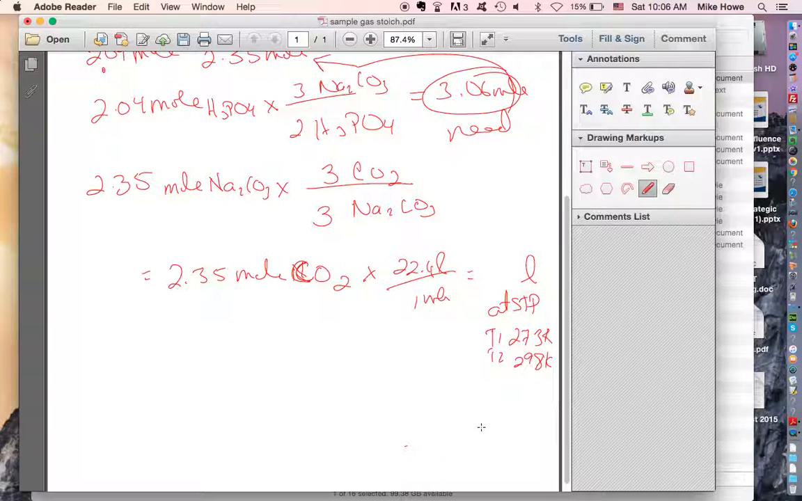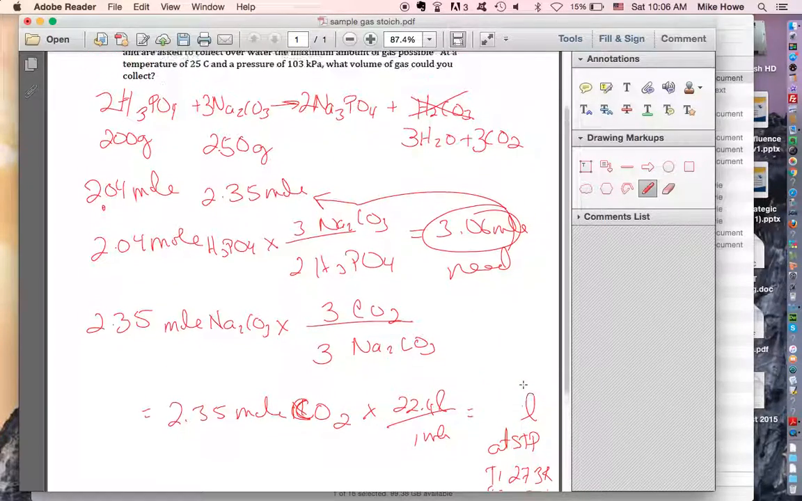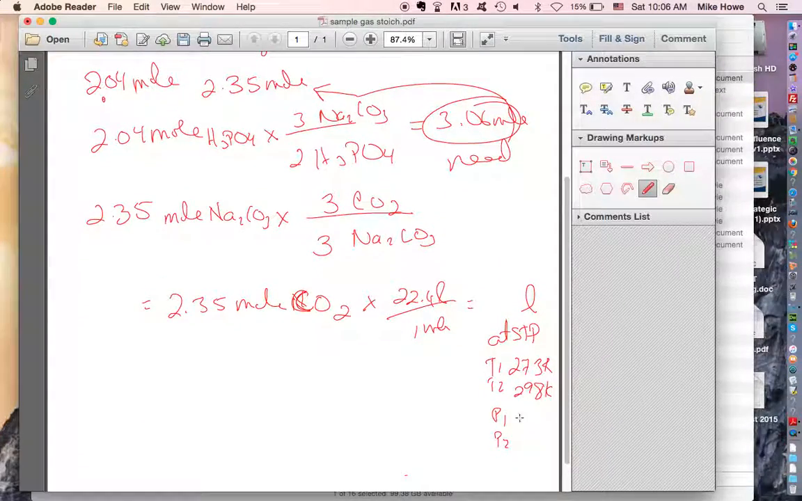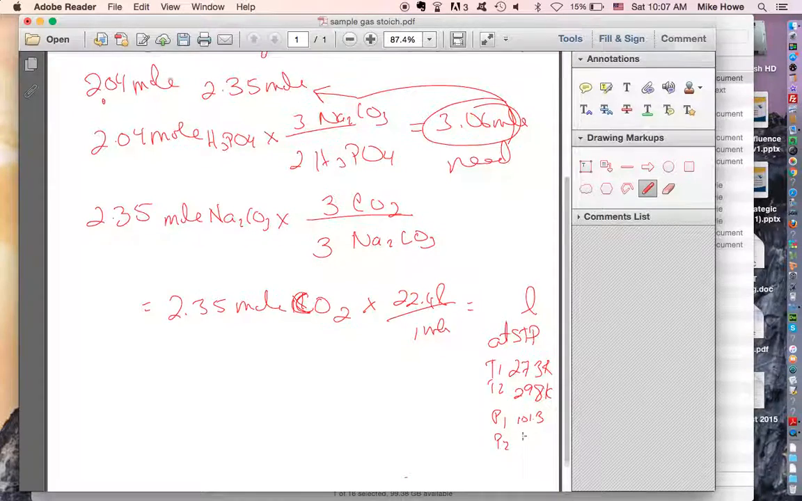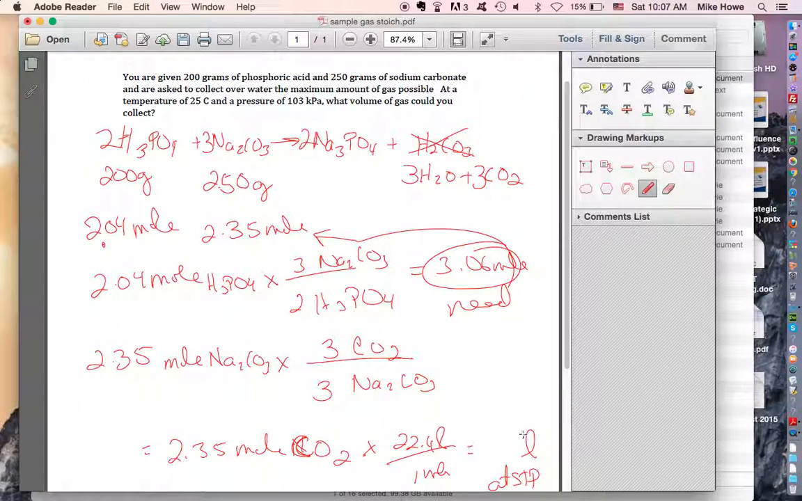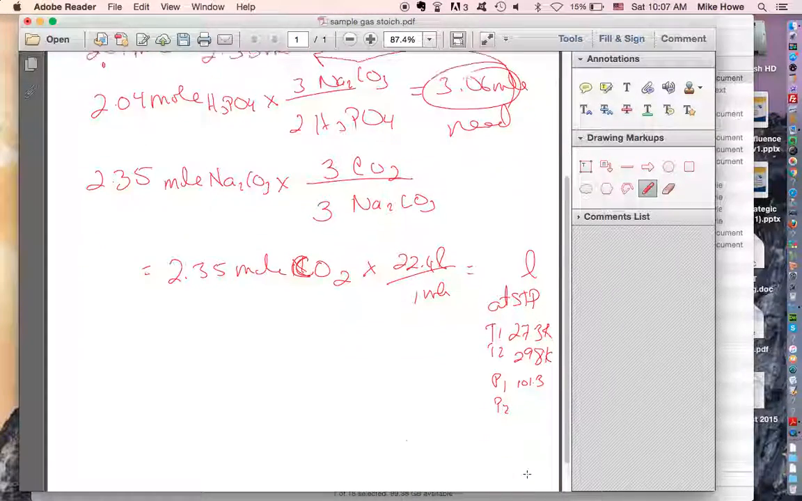Alright, so you get the idea that you set up a P1, P2, and so on. Well, actually, let's just go ahead and do it. So P1 would be, pressure here is in kilopascals, so P1 would be 101.3. P2 would be 103 minus 3.2.